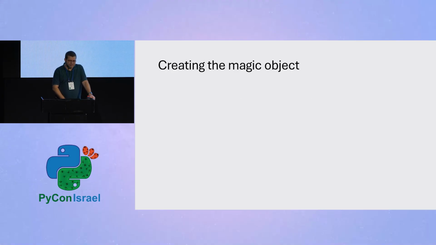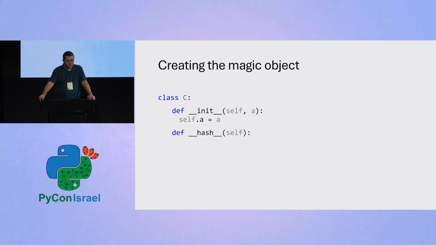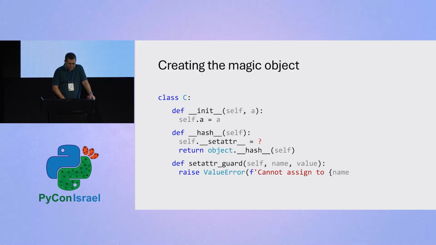Let's do this together in several iterations. Suppose I have a class with a single attribute, and the class implements some hash. The first thing I would do to make this dunder hash function make the object immutable is override the instance's set attr with something. Maybe None would have worked, but let's do something a bit cleaner. Let's override it with something that raises an exception.